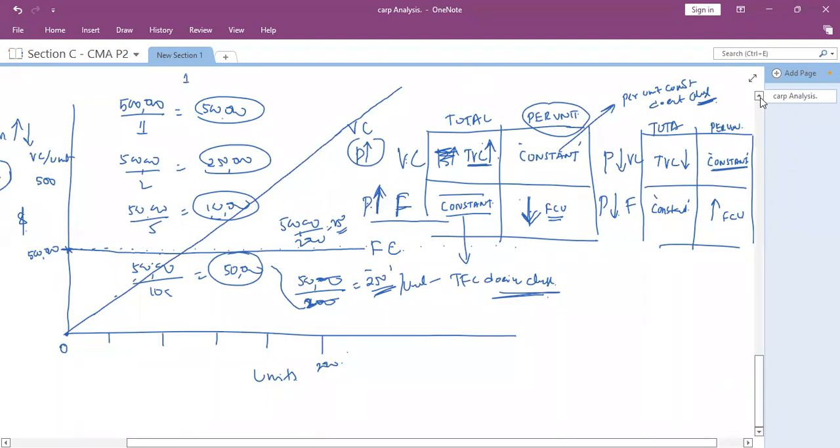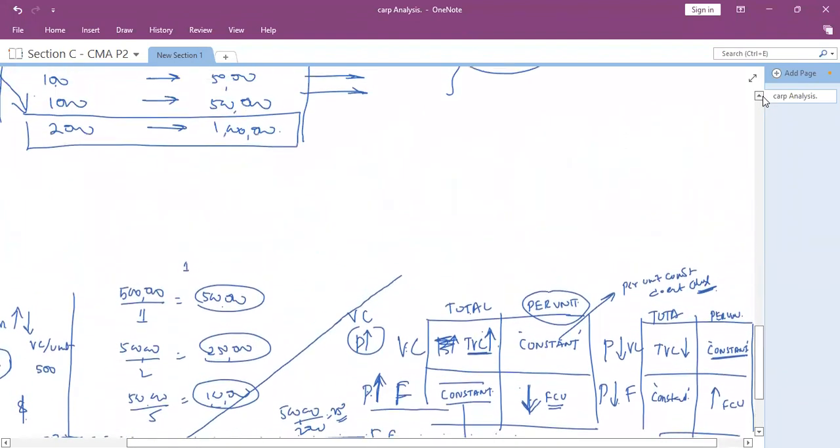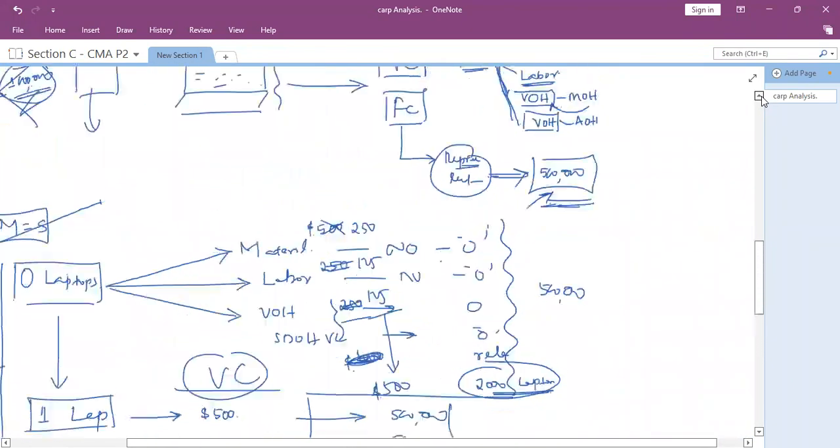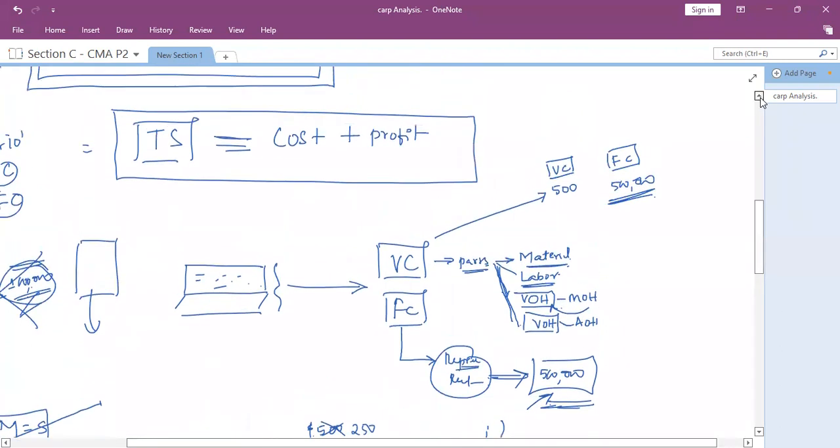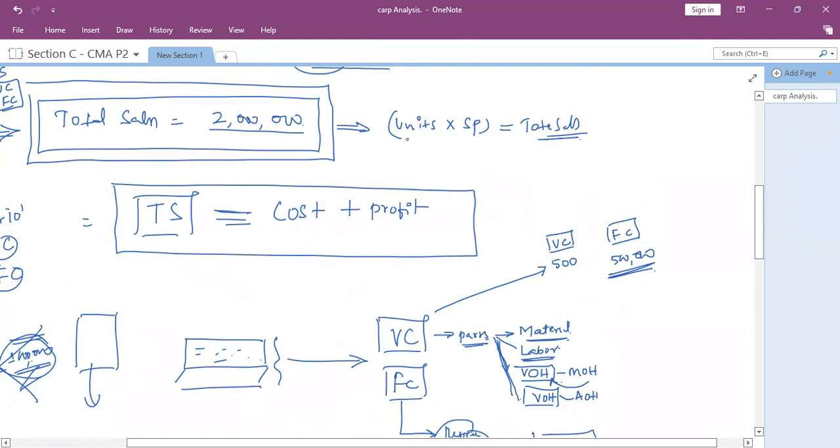Okay, now let us go back to the example we discussed, the laptop example. What is the variable cost per unit for manufacturing the laptop? 100. And what is the total fixed cost? 500,000. Now, how many units were manufactured and sold? 2,000. What is the selling price? 1,000. How many units sold?